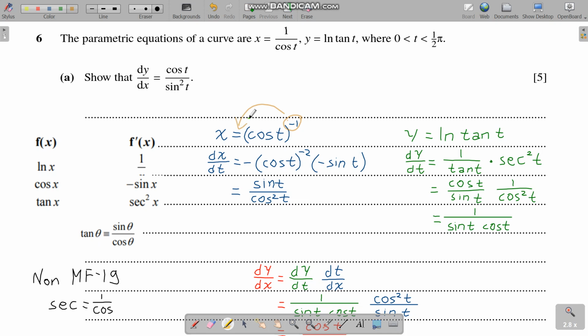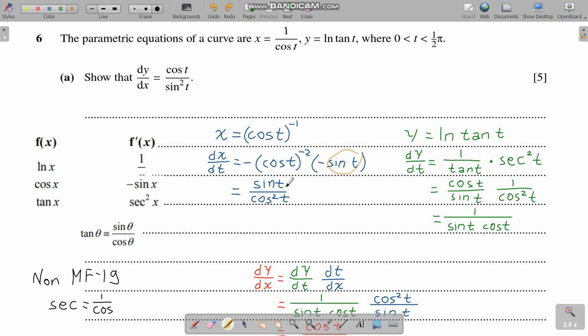We have minus 1 times cos t to the power of n minus 1, so to the power of minus 2. Okay, so we use the usual power rule, but because the base is cos t, we have to multiply by the derivative of cos t, which is minus sine t. So the derivative of cos is minus sine in MF19. Okay, so in the end we have minus times minus is plus. We have sine divided by cos squared.